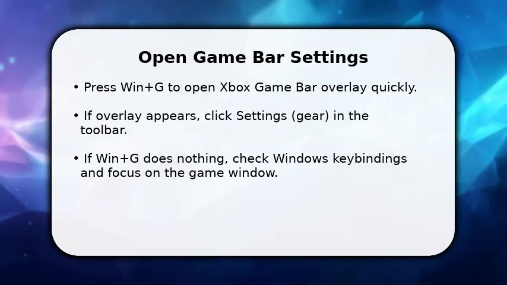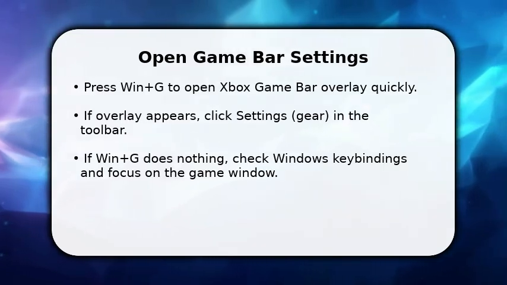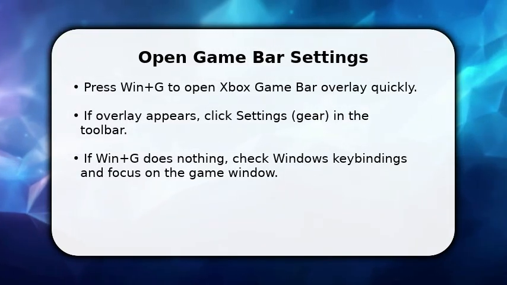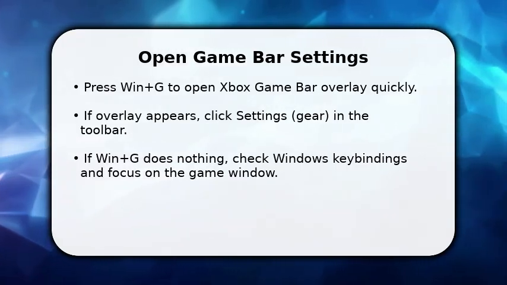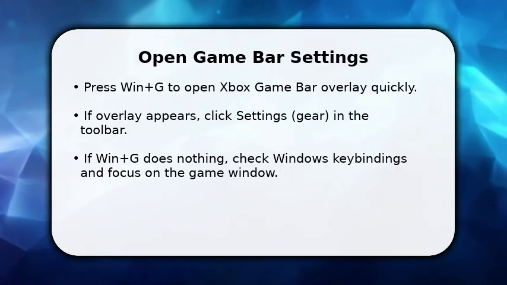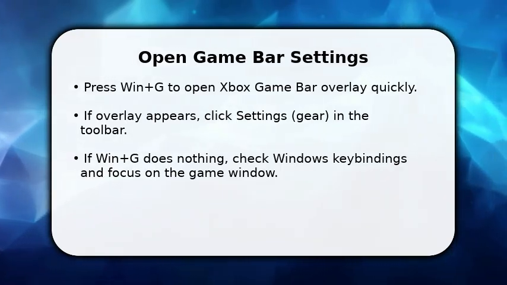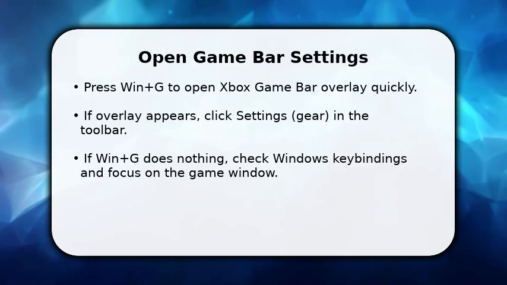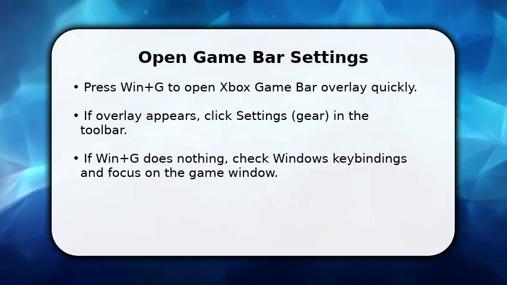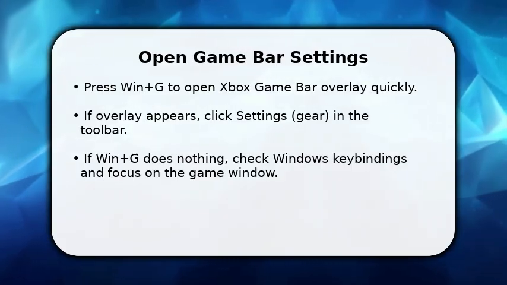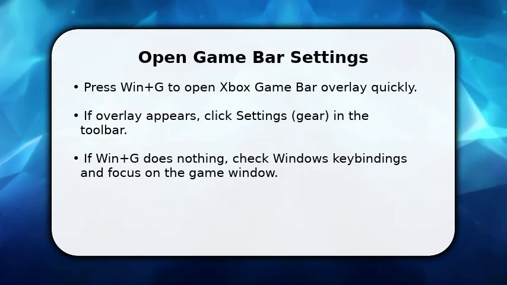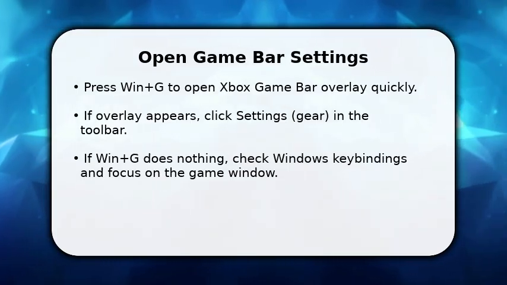Enjoy the video. You start by opening the overlay so you can close it properly. Press Win+G and wait for the widgets to appear. Once visible, move directly to the toolbar and click the gear icon to open settings so you can change behavior. If nothing opens, make sure you're focused on the game window and that game bar shortcuts haven't been remapped. This prevents wasted steps. Next, we'll change the setting to stop it from appearing automatically.